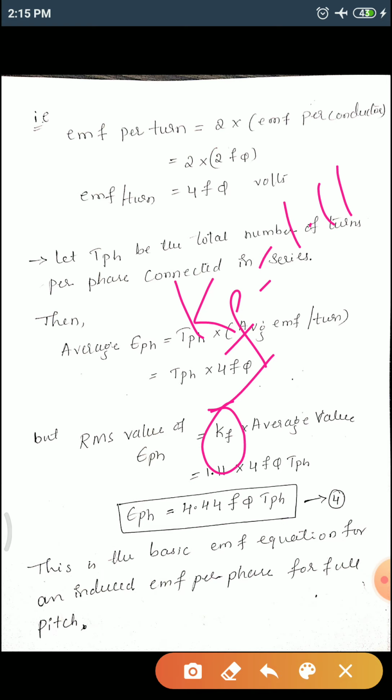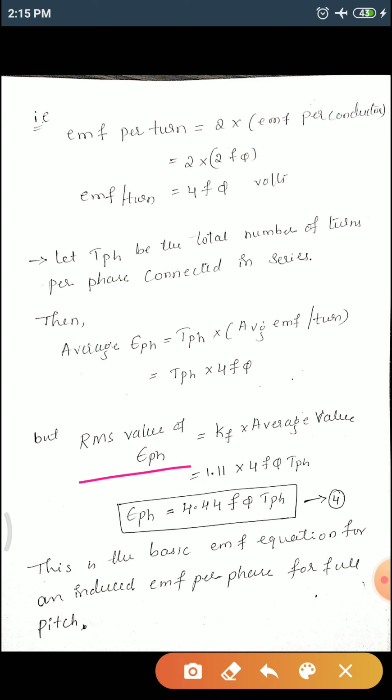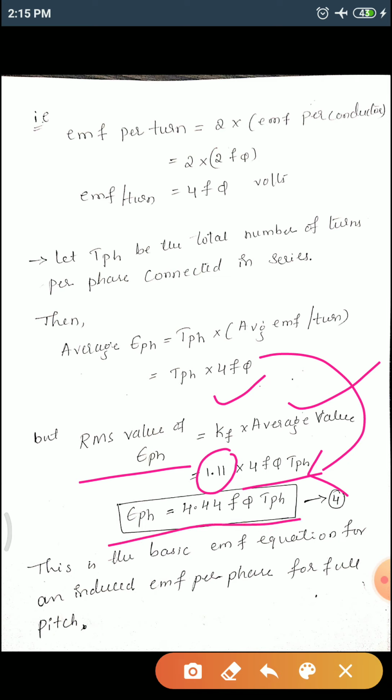So by using that formula, the RMS value of E_ph will be equal to K_f into the average value, 1.11 into the average value, which is 4fΦT_ph. So E per phase will be equal to 4.44 fΦ into T_ph. This is your basic EMF equation of the induced EMF per phase for a full pitch alternator.